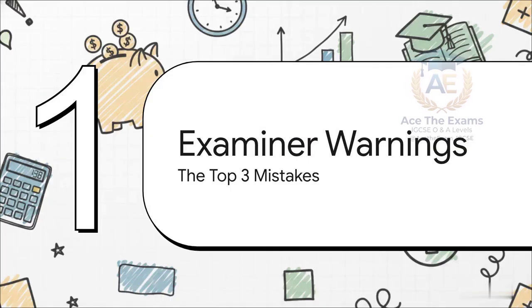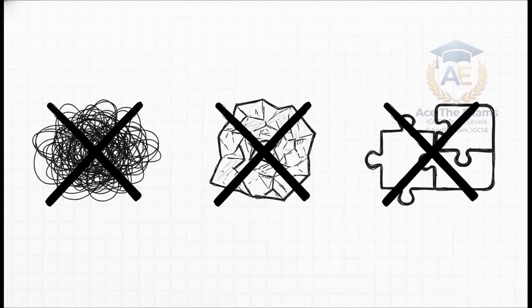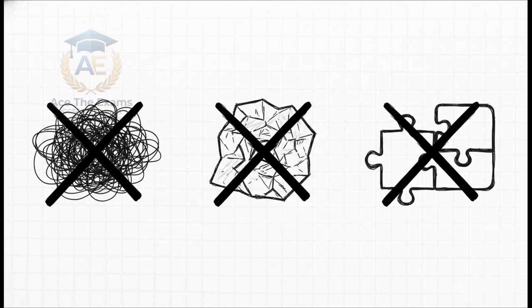Section 3. Navigating examiner warnings. The top 3 mistakes. All right, we are pulling this directly from the principal examiner reports to reveal the exact traps where students consistently bleed easy marks year after year. Let's do a quick spot the flaw exercise. Here are the top 3 warnings.